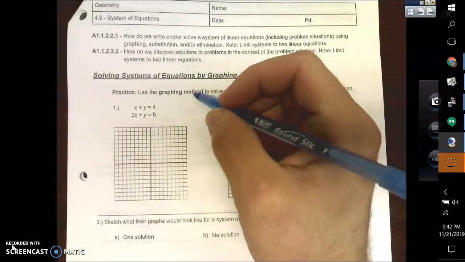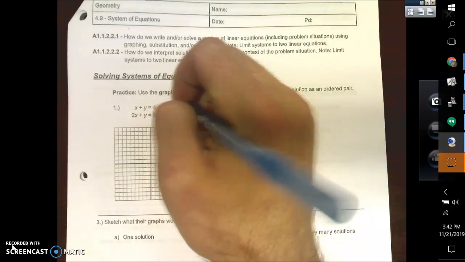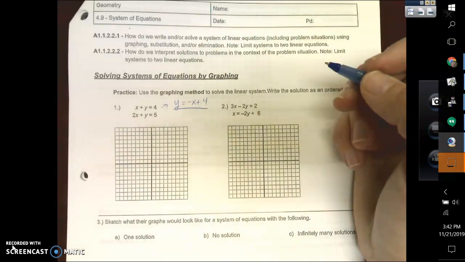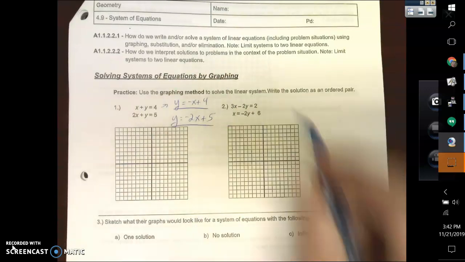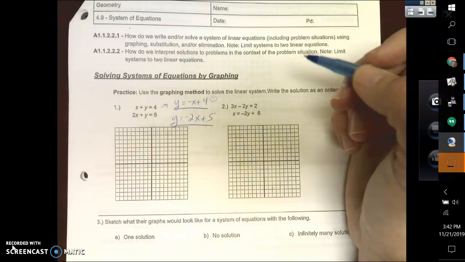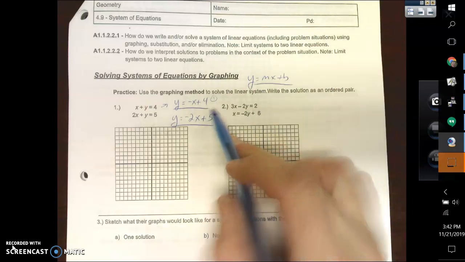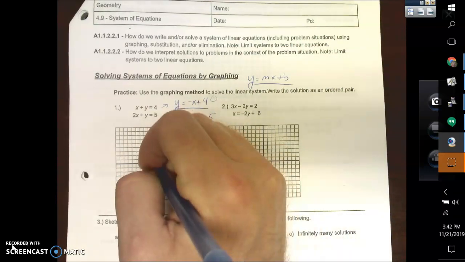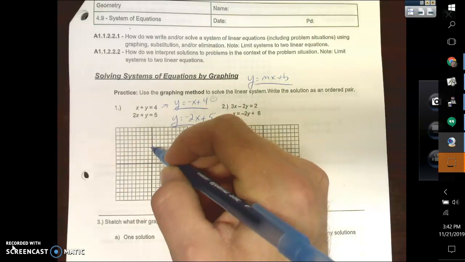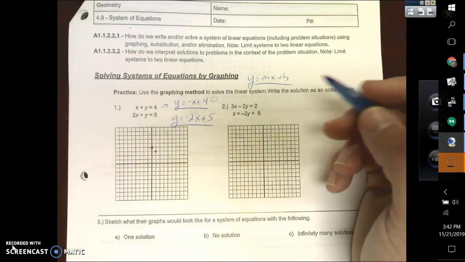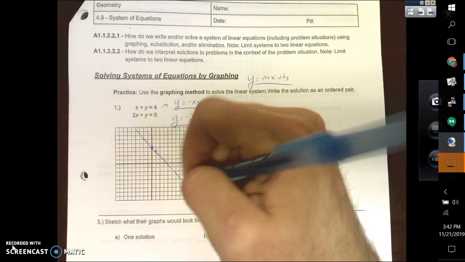For the first one, if you're going to do graphing, you need to get y by itself. This is why the last lesson was so important. For the first one, if you subtract x over, you get y equals negative x plus 4. If you subtract 2x over, you get y equals negative 2x plus 5. For this first graph, remember, y equals mx plus b. Your y-intercept is 4. This is your origin. We go up 4: 1, 2, 3, 4. Plot a point. My slope is negative 1. You go down 1, over 1, plot a point. Once you have 2 points, you can draw a line.